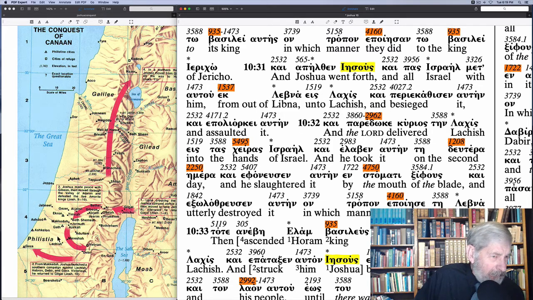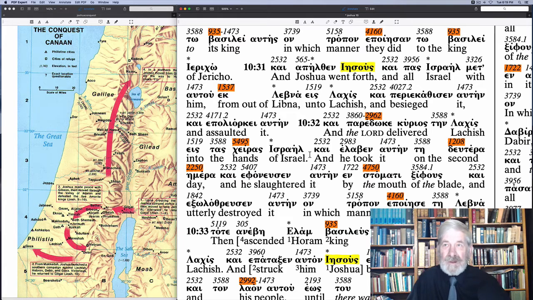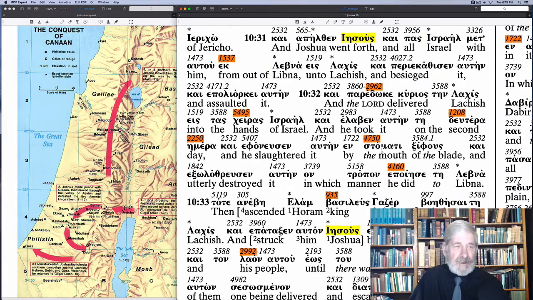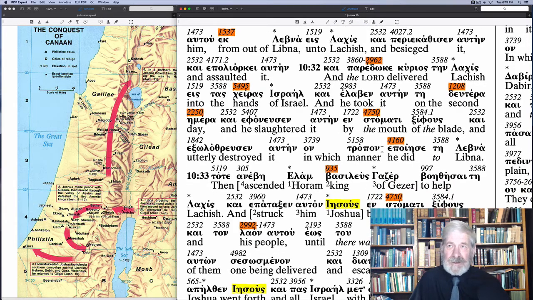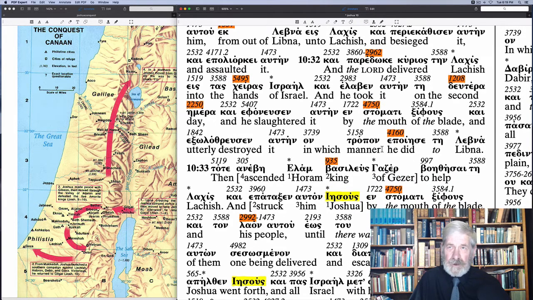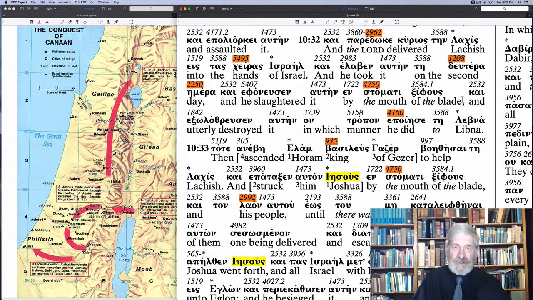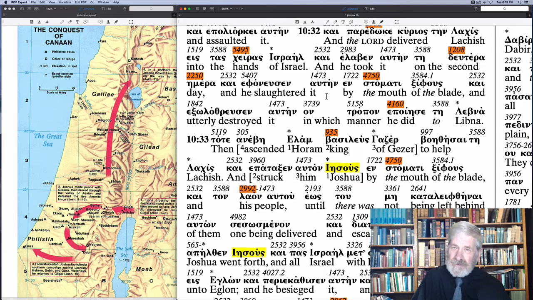And there it is down here. And besieged it, and assaulted it, or her. And the Lord delivered Lachish into the hands of Israel, and he took it on the second day, and he slaughtered it. Maybe I'll change these to her. What do you think? Let me know.